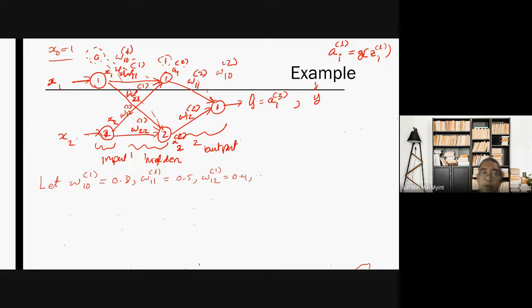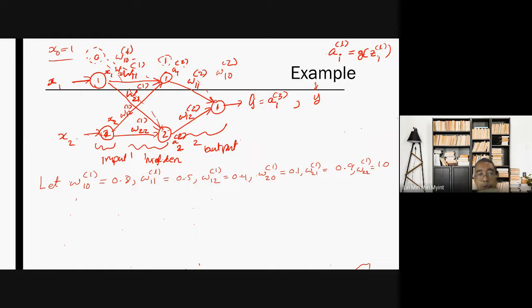Let's assume that, and for node 2, W20 of layer 1, let's assume is equal to 0.1, and W21 of layer 1, let's assume this is equal to 0.9, and then W22 of layer 1, let's assume this is equal to 1. And this is for layer 1.